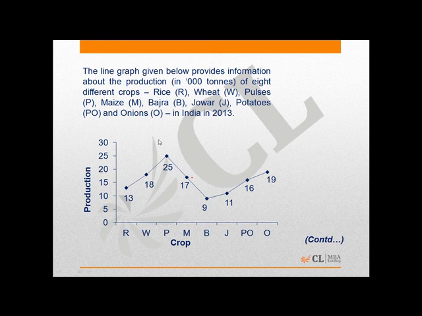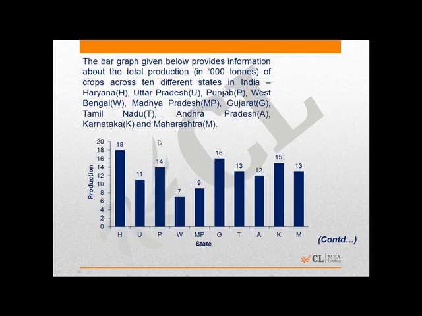This line graph gives information about the production of 8 different crops: rice, wheat, pulses, maize, bajra, jowar, potatoes, and onions in 2013. And the bar graph shows the information about the total production of these crops among 10 different states in India.